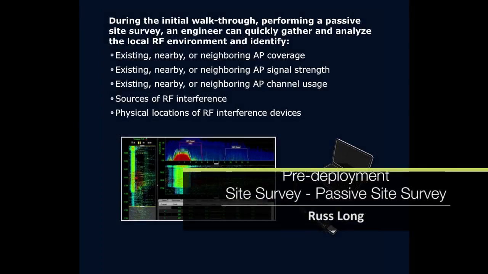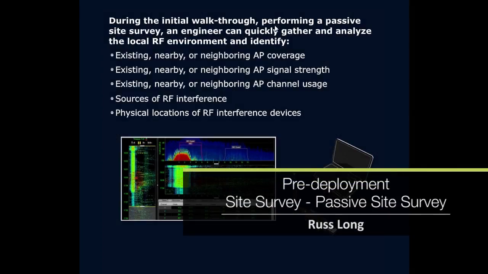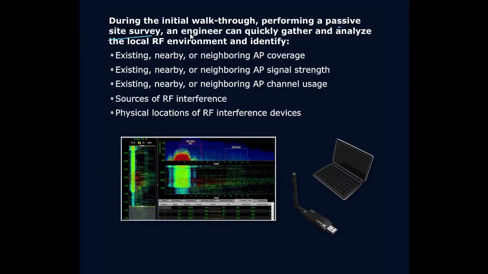Now, during this initial walkthrough, we want to be performing a passive site survey. This passive site survey gives us a quick analysis of the local RF environment. So what's currently going on in this environment? Do we have existing or nearby AP coverage bleeding into our areas? Because we're not going to be able to see that.